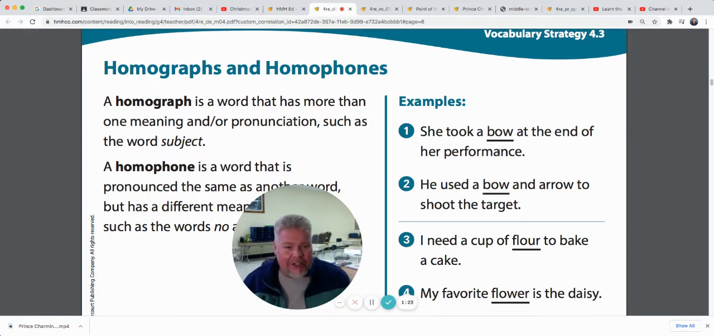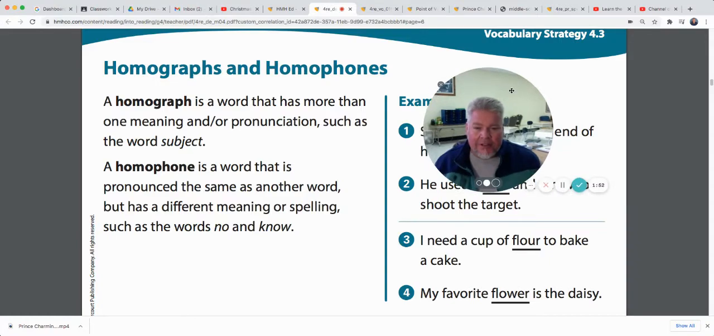Homographs. They look the same, they're written the same, but you say them differently. Bow and bow. How do you know which is which? Well, how it's used in the sentence. How did I know to say bow instead of bow here? Because I read you wouldn't use a bow and arrow to shoot a target. You would use a bow and arrow. And you wouldn't take a bow at the end of your performance. You would take a bow. So it's those context clues we've been talking about to know how to read the word.